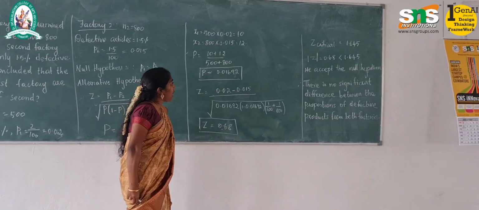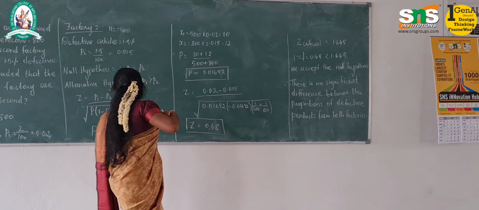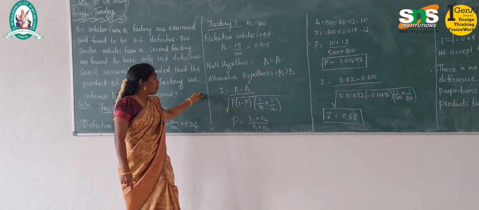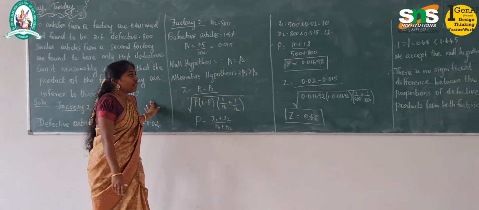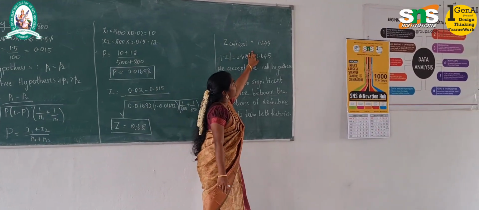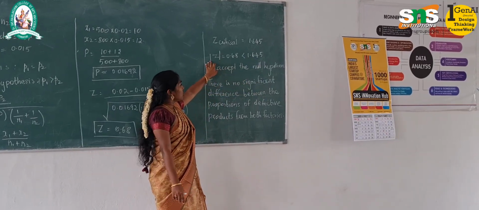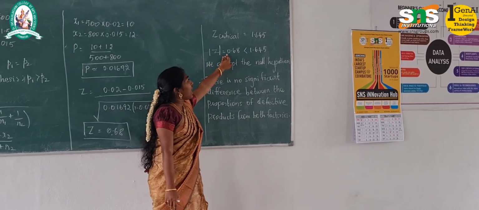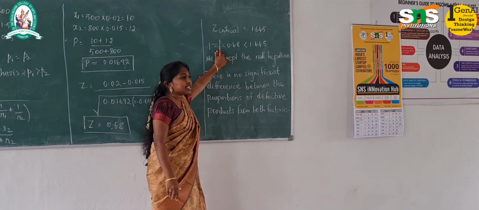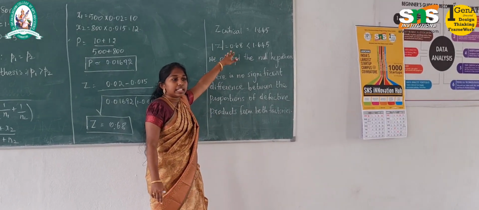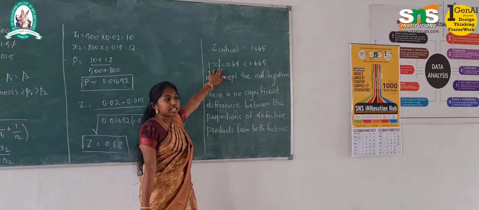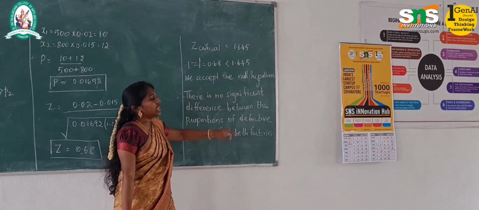Now we are going to compare with the critical value. In the question, we need to know the level of significance. By default, I take 5% level of significance. The critical value at 5% level of significance is 1.645. By comparing both values, our calculated value 0.68 is less than 1.645. If it is less than, we accept the hypothesis. If it is greater than, we reject the hypothesis. In this problem, our calculated value is less than the critical value, so we accept the null hypothesis.